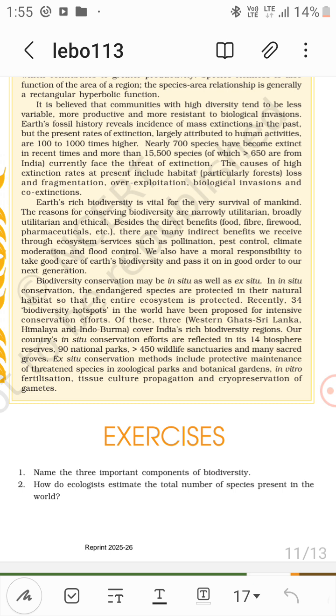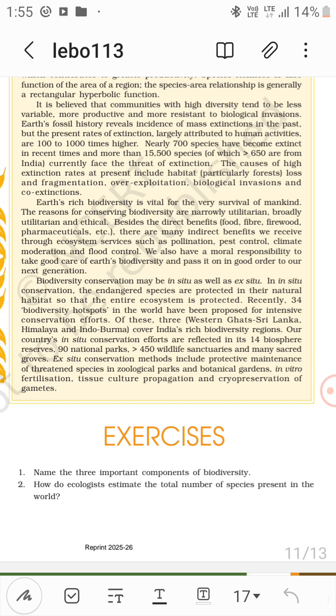Recently, 34 biodiversity hotspots in the world have been proposed for intensive conservation efforts.